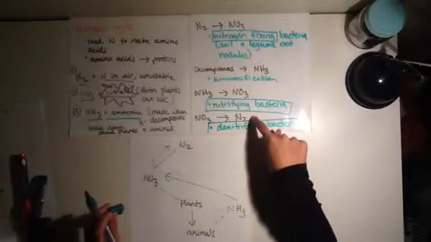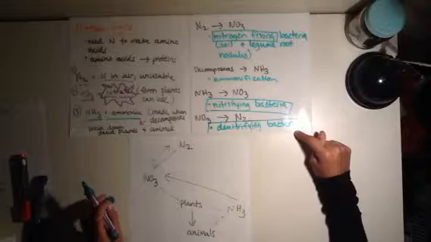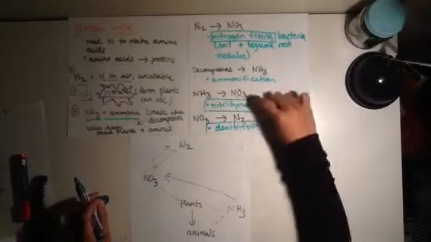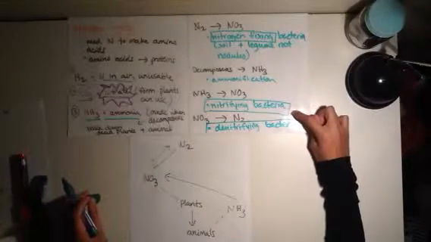So a lot of this you have to just memorize. So nitrogen to nitrates is nitrogen fixing bacteria. Nitrates back to nitrogen in the air is denitrifying bacteria. And ammonia to nitrates is nitrifying bacteria.